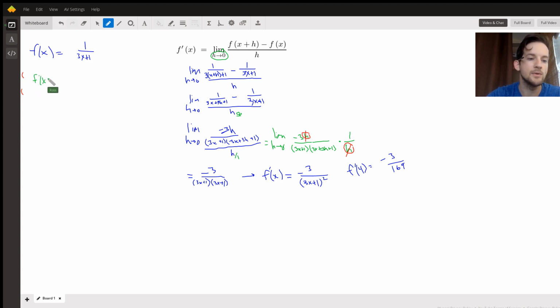So f prime of x would be the denominator, 3x plus 1, times the derivative of the numerator. The derivative of 1 is 0. So that will all actually cancel, convenient, minus the numerator times the derivative of the denominator. The derivative of the denominator is just 3. And then that should all get divided by the denominator squared, which honestly is kind of annoying because look at what we got. -3 divided by 3x plus 1 squared.